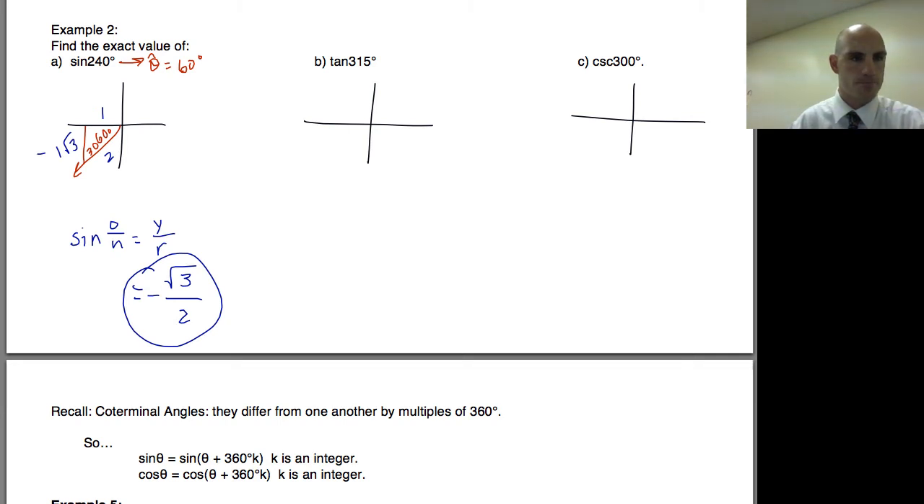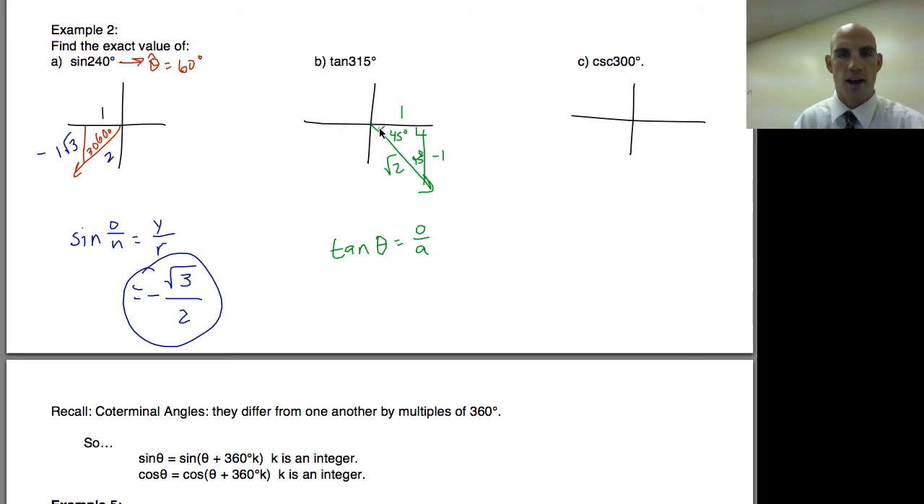If I've got 315, 90, 180, 270, so 270 and another 45 here. So that means this is 45 here because this is 90. And so this is 1, negative 1, square root of 2. Special right triangles, remember? So the tangent is equal to opposite over adjacent.